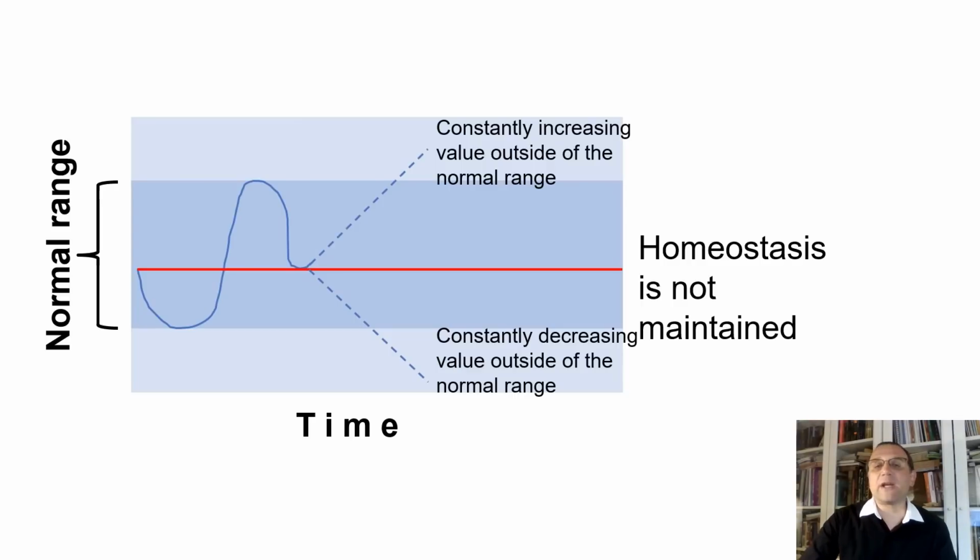And this is how we can graph this. You see constantly increasing value outside of the normal range, and you see constantly decreasing value outside of the normal range. This is a positive feedback mechanism.